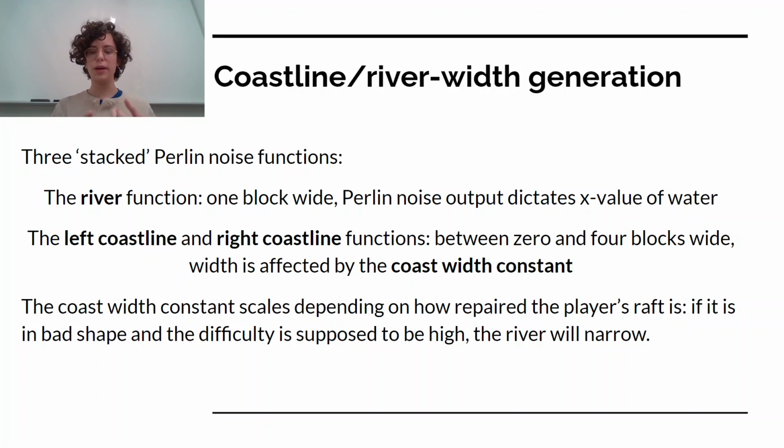The coastlines are between 0 and 4 blocks wide of water, and this width is affected by what is called the coast width constant. And this is a number that scales depending on how repaired the player's raft is. If the raft is in bad shape and the difficulty is supposed to be high, the river will narrow, so there's more likelihood of the player running into the coast and losing their progress.